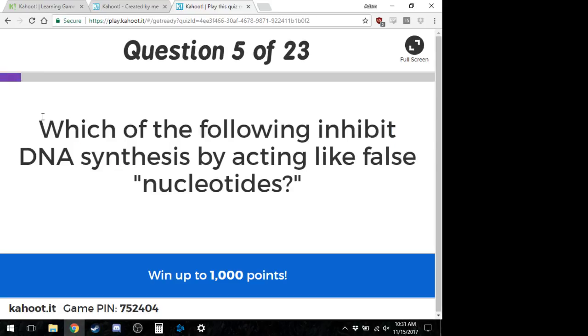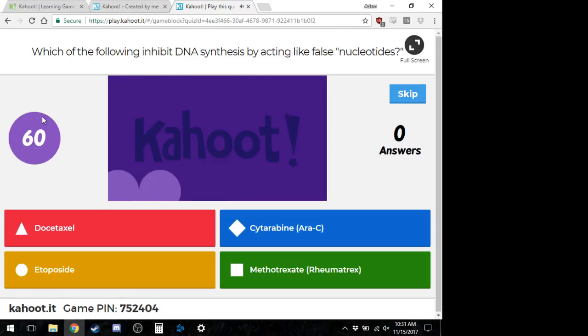Jigglypuff out in front. Which of the following inhibit DNA synthesis by acting like a false nucleotide?